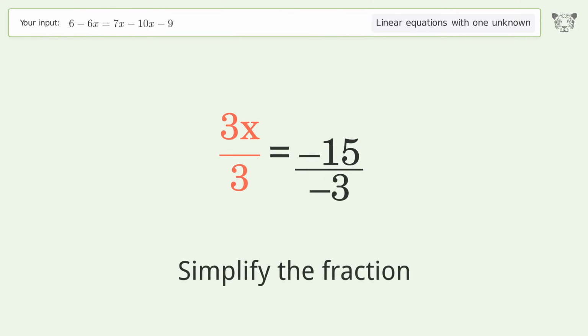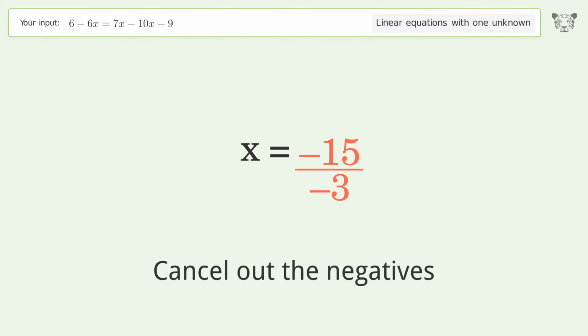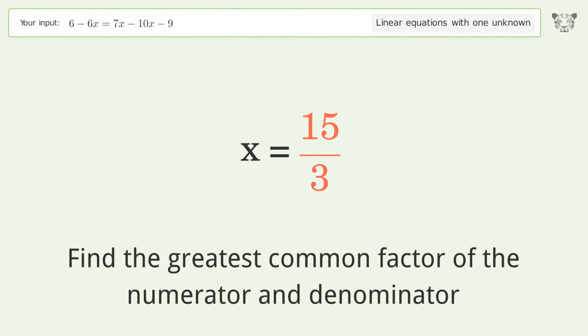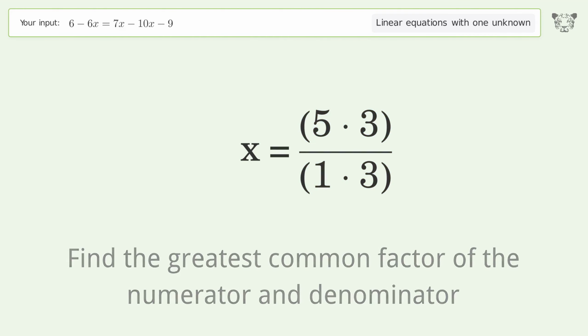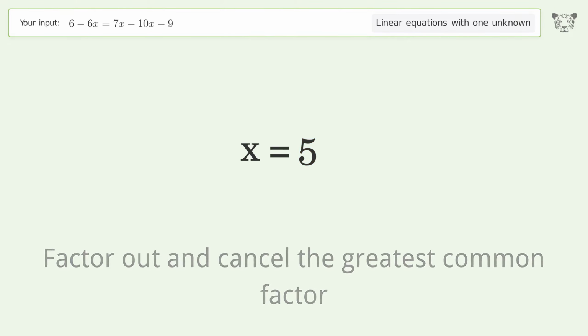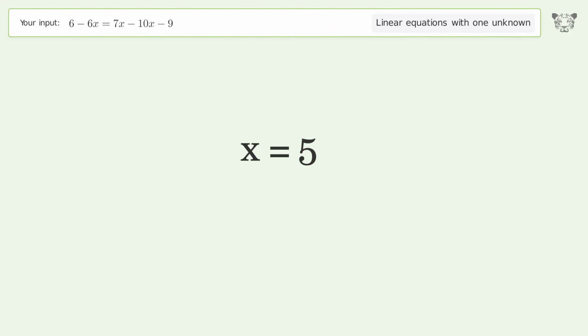Simplify the fraction. Cancel out the negatives. Find the greatest common factor of the numerator and denominator. Factor out and cancel the greatest common factor. And so the final result is x equals 5.